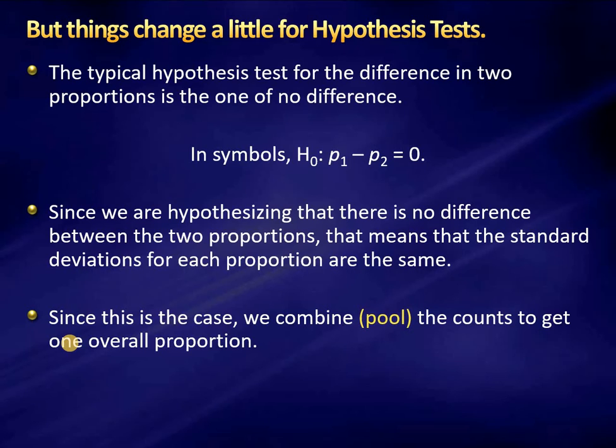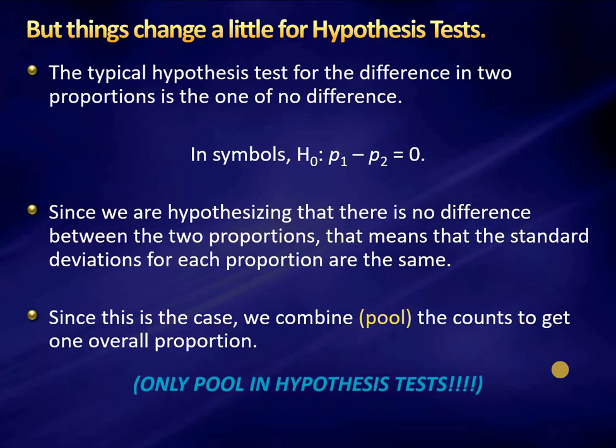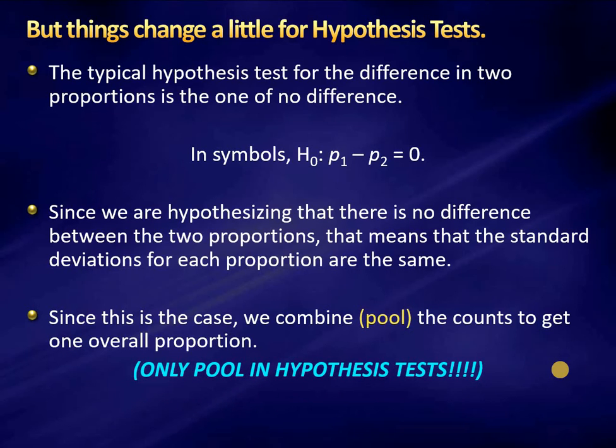Well, what a pool is basically saying is there are no groups. It's just one group. And it's very important when we're talking about a hypothesis test that you always pool in a hypothesis test. You only pool in a hypothesis test. Because again, a hypothesis test is based on that null, that belief that there is no difference. So if there is no difference, then we're just going to put all of my successes out of all of my trials together. And that's the idea of pooling.